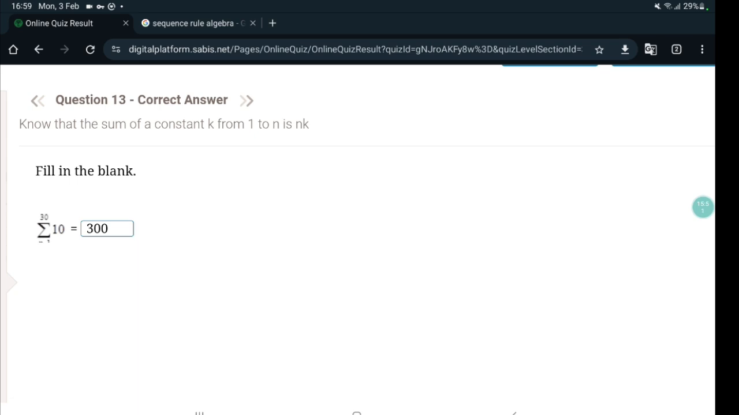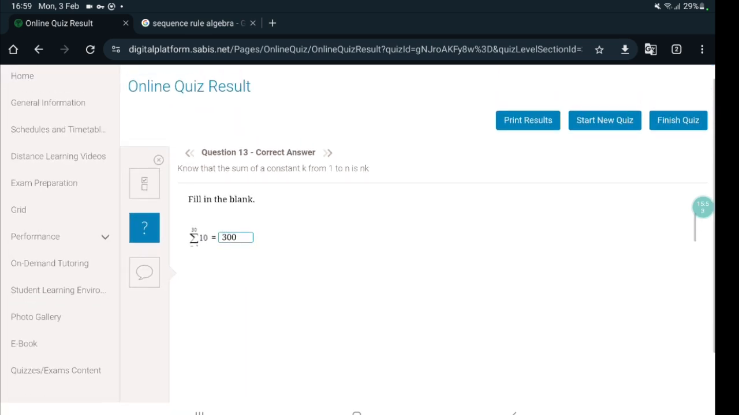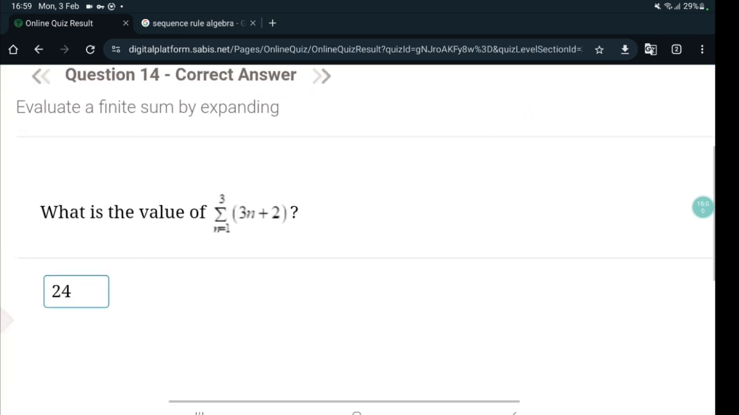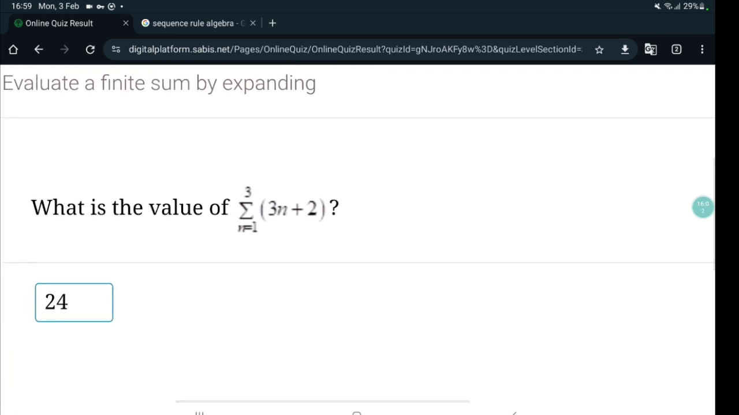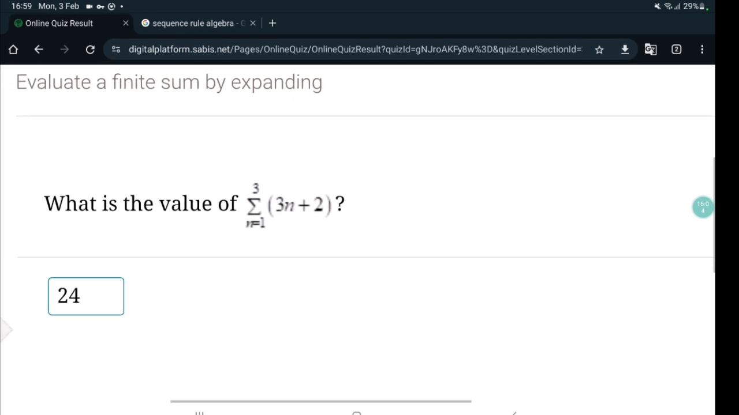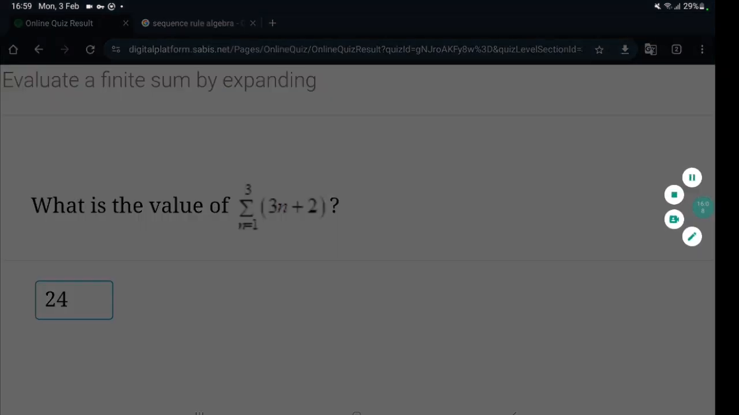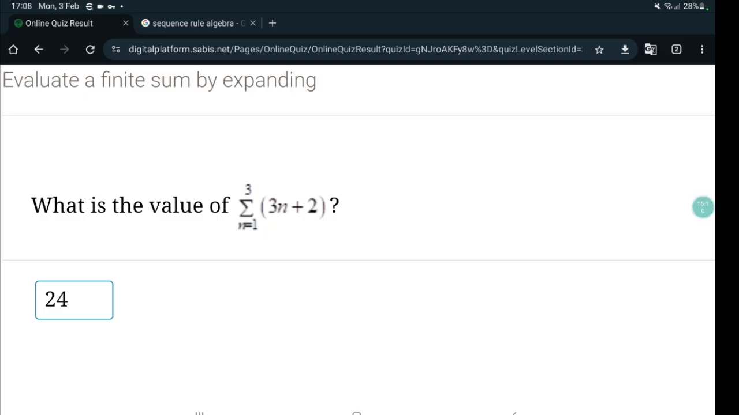Okay, so first I'm going to go to the next question to explain exactly what the sigma symbol means, and then we'll go back to the other question to understand why it's 300. So to solve this question, we need to understand sigma. What does the sigma symbol mean exactly?